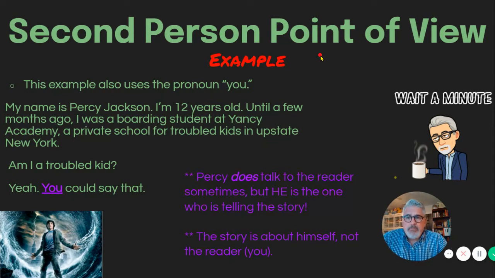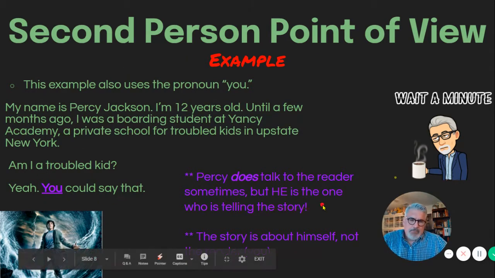Example. This example, the one of Percy Jackson, uses also the pronoun you. "My name is Percy Jackson. I'm 12 years old. Until a few months ago, I was a boarding student at Yancey Academy, a private school for troubled kids in upstate New York. Am I a troubled kid? Yeah, you could say that." Wait a minute, there's a use of the pronoun you.